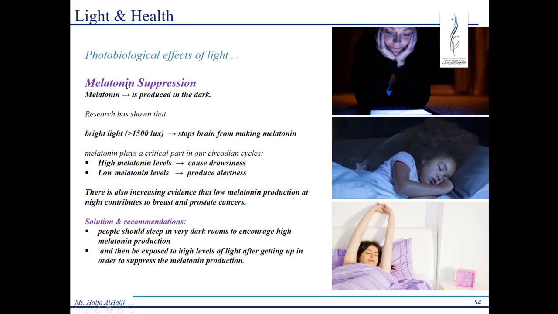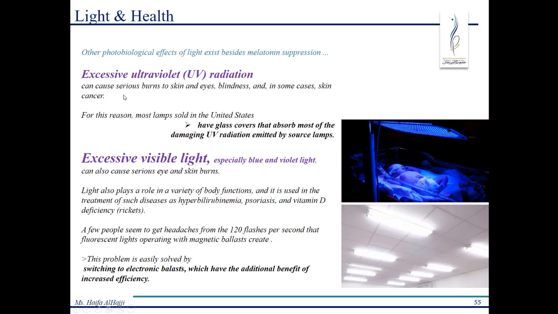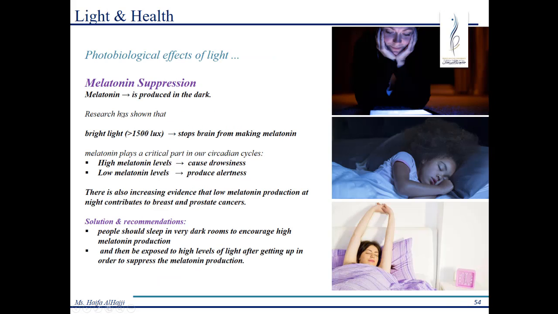Now, how is light actually affecting our bodies, our photobiological effects? As we can see, we are going to talk about three of them: melatonin suppression, excessive ultraviolet radiation, and excessive visible light. Now, regarding melatonin suppression, melatonin is produced in the dark. What happens when we get high levels of melatonin in the dark? Our body is going to feel drowsy, then sleep.